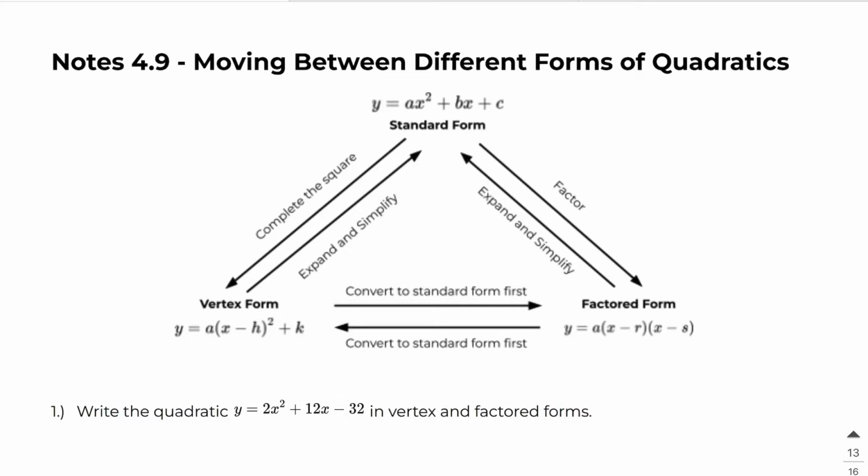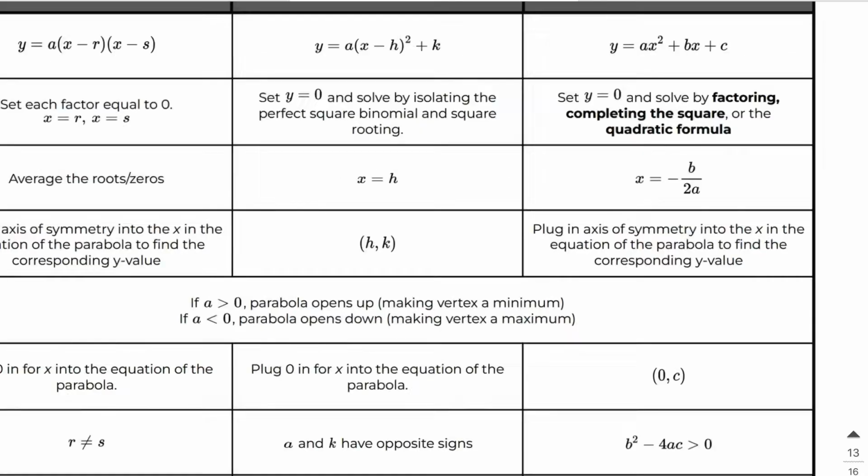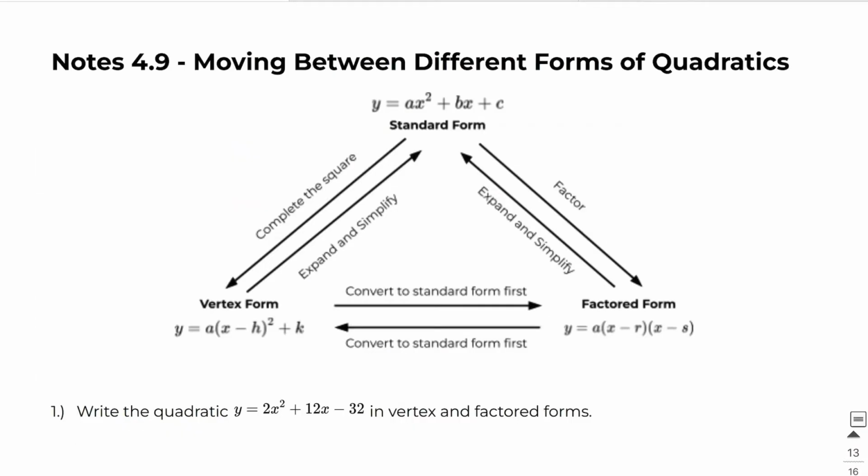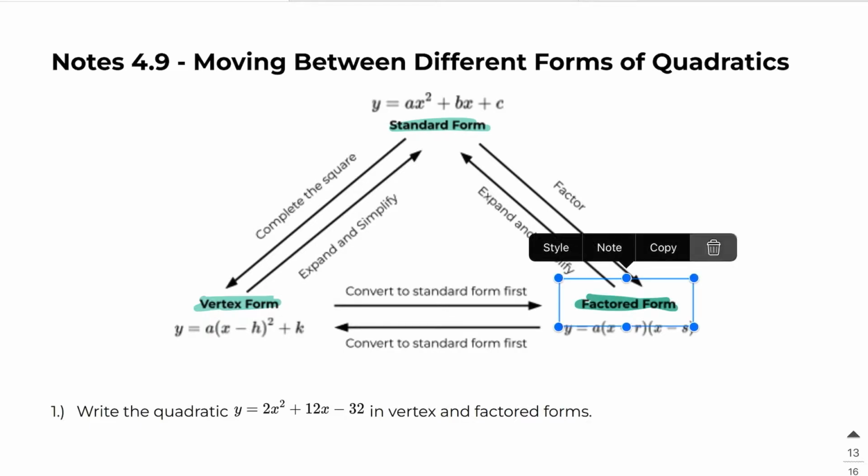Hi people. Notes 4.9 are moving back and forth between different forms of quadratics, which are the different forms that we have on our summary sheet here. So we've got factored form right here, we've got vertex form, and we've got standard form. And so we have that here as well. So we've got factored form, vertex form, and standard form. And this little graphic organizer will show you how to go back and forth between all of these different forms.